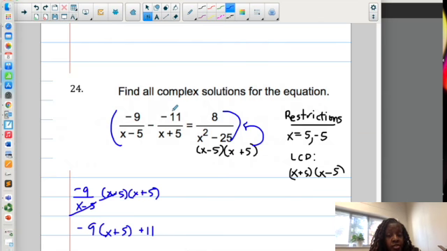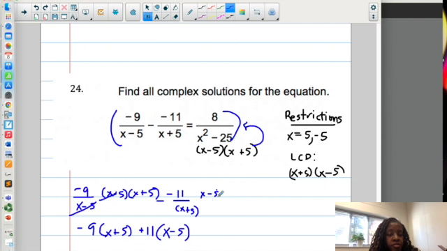Negative or negative is a positive. So that's positive 11, and it's going to get multiplied by what would be left in the denominator, from the denominator being canceled out, x minus 5. But if you don't believe me, let me show you. So that's minus 11. On the bottom, we've got x plus 5. And what's being multiplied is x plus 5 times x minus 5.